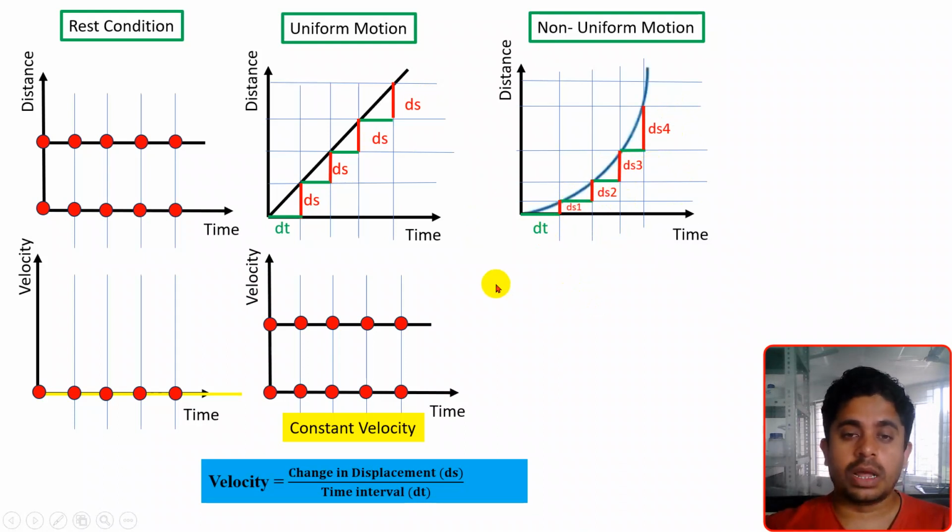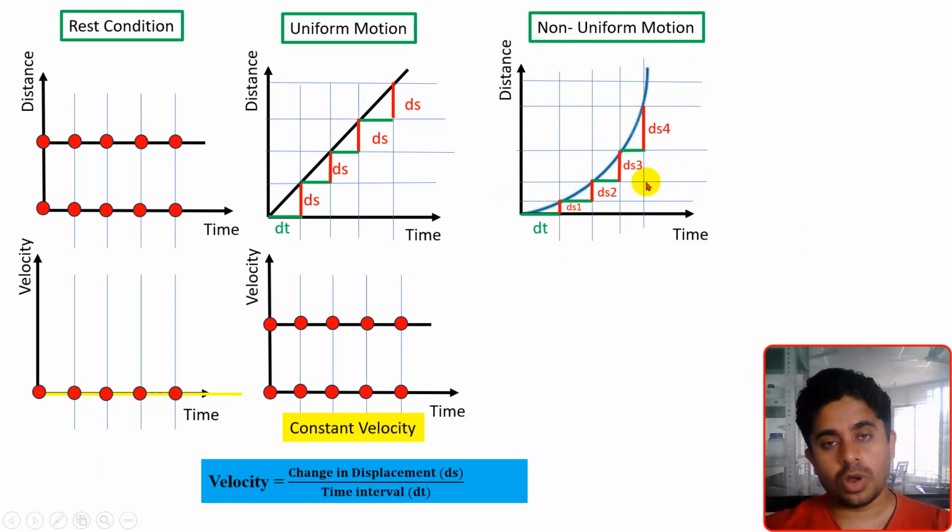Now if I plot the graph, it comes like this. Here the graph was linear, a straight line passing through the origin, but here it is not a straight line. It has a curved shape, or I will say it is non-linear. So this is the distance-time graph for non-uniform motion.